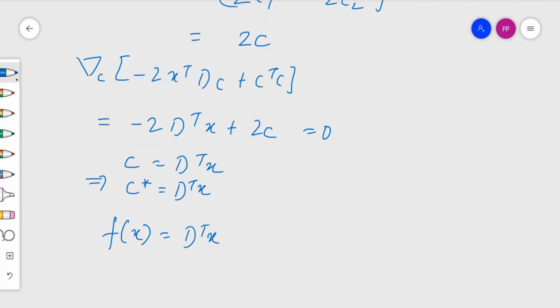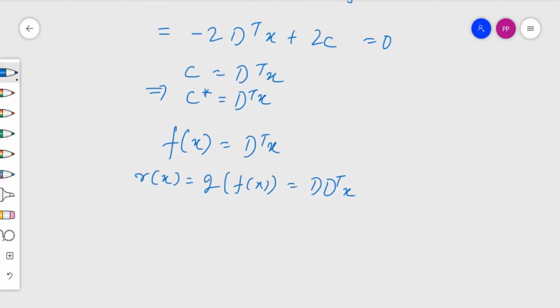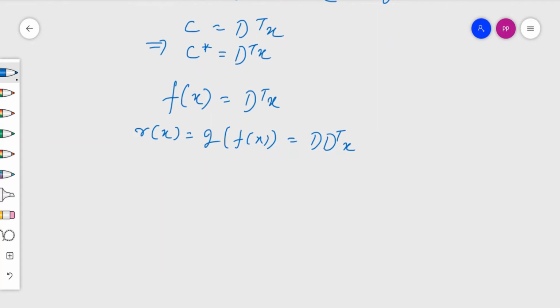Therefore, the PCA reconstruction operation should be given as reconstructed x is basically g of f of x. This is equal to D D transpose x. So from here we'll understand that D transpose is the encoding matrix and D is the decoding matrix.